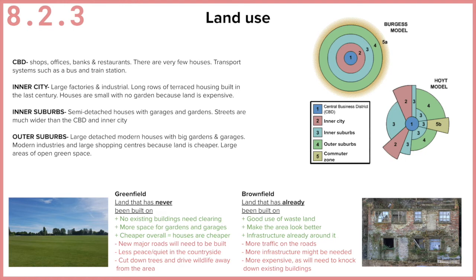The Hoyt model is slightly different. It would be very unusual to find a city that is perfectly arranged like this. And the Hoyt model is trying to show that actually these things might happen in zones, going from the city centre, the CBD, moving out in different zones, probably following roads that go from the CBD out of the city.